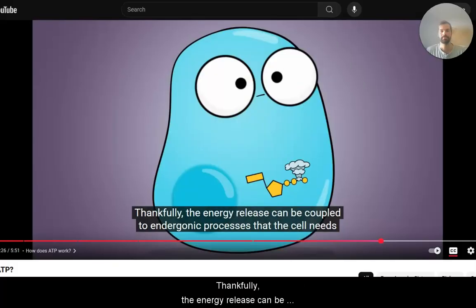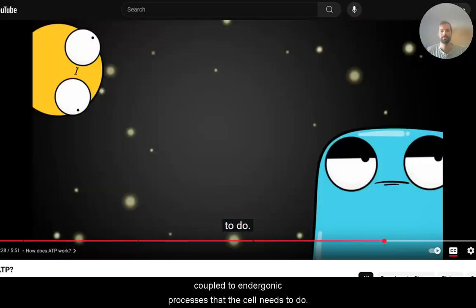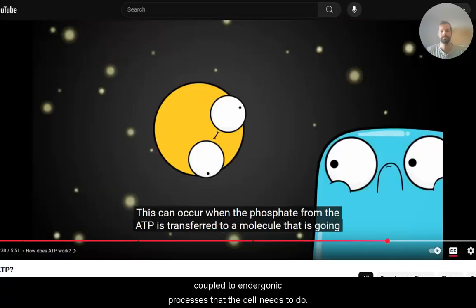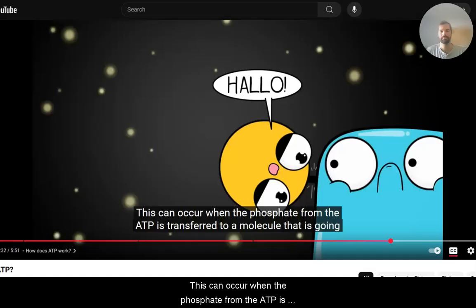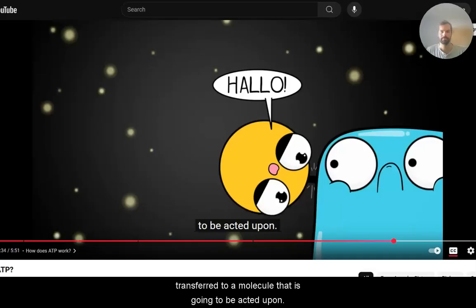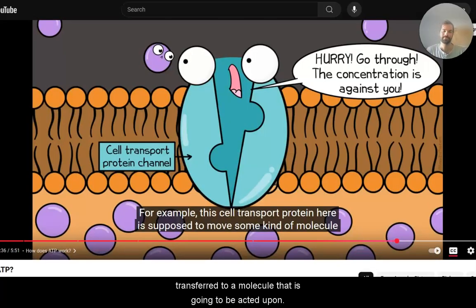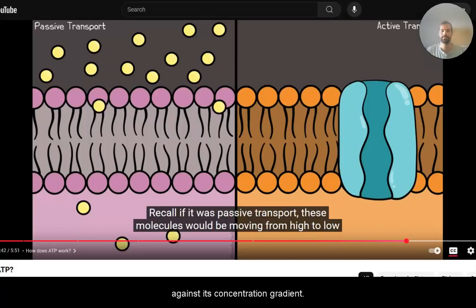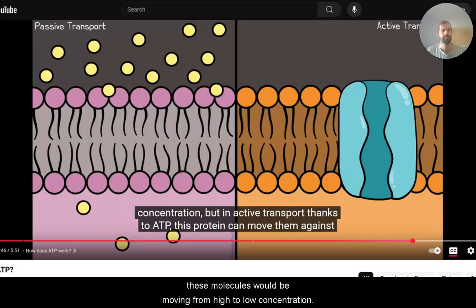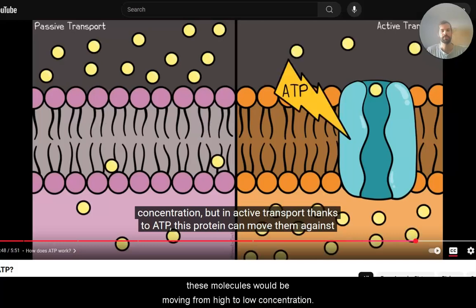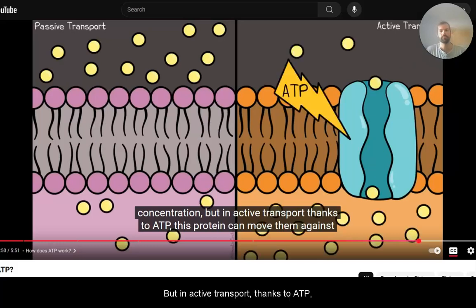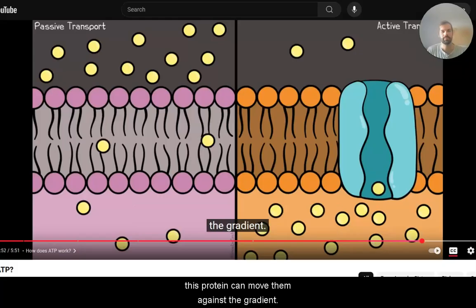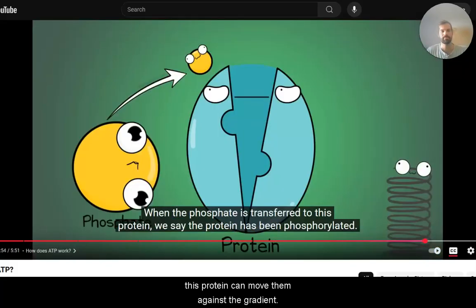Thankfully, the energy release can be coupled to endergonic processes that the cell needs to do. This can occur when the phosphate from the ATP is transferred to a molecule that is going to be acted upon. For example, this cell transport protein here is supposed to move some kind of molecule against its concentration gradient. Recall that if it was passive transport, these molecules would be moving from high to low concentration. But in active transport, thanks to ATP, this protein can move them against the gradient.